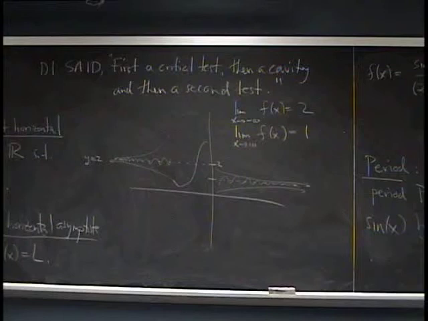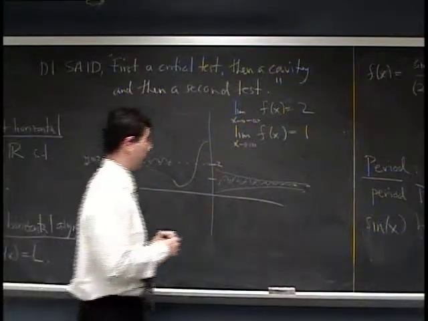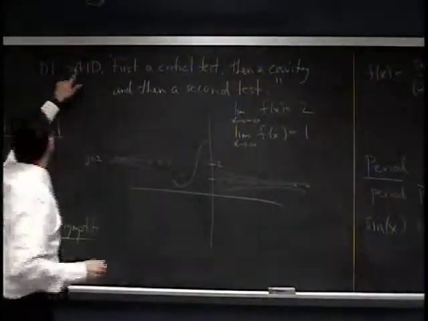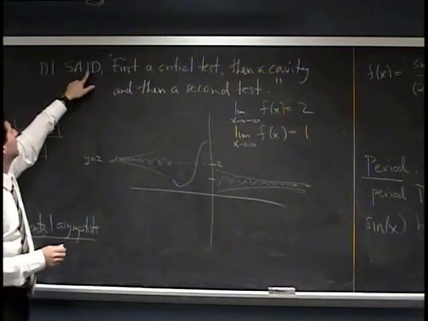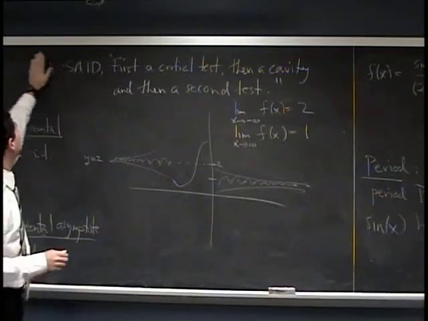So next time we'll start up. We'll figure out what a vertical asymptote is, and we'll review this a little bit. So you can see we're almost into the calculus part. So this is the basic stuff.